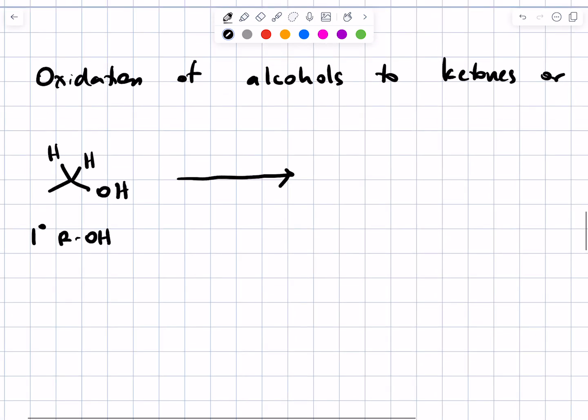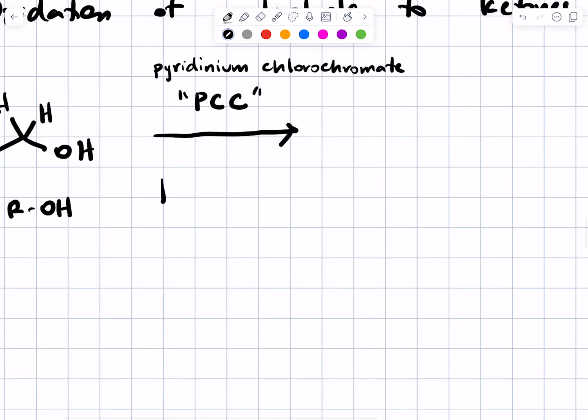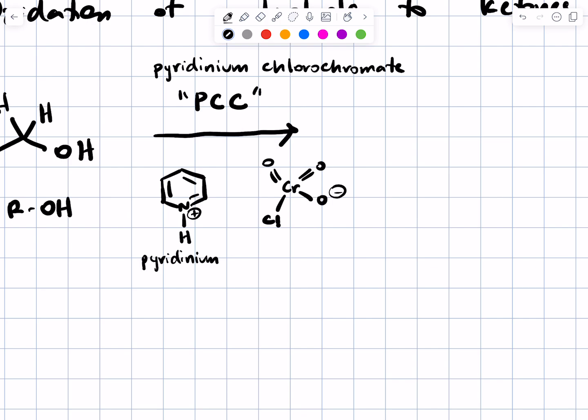The reagent that we're going to introduce that does this is called pyridinium chlorochromate, or PCC for short. Pyridinium is a counterion. It's organic soluble, and so it helps the chromium part of this reagent be soluble in organic solvent. Chromium is here. So this is the pyridinium portion, and this is the chlorochromate portion.